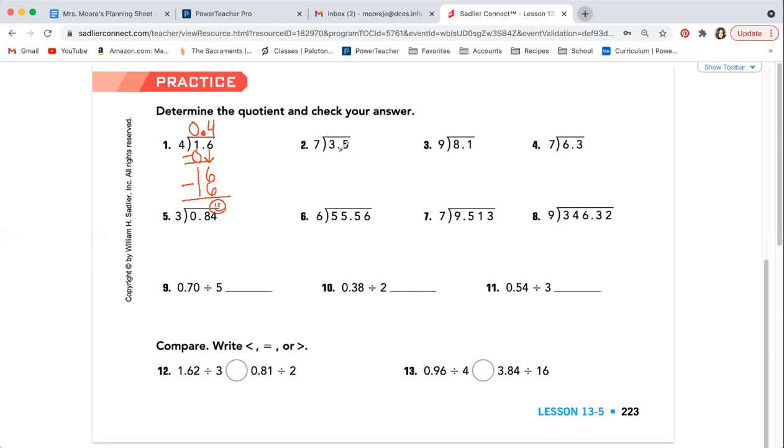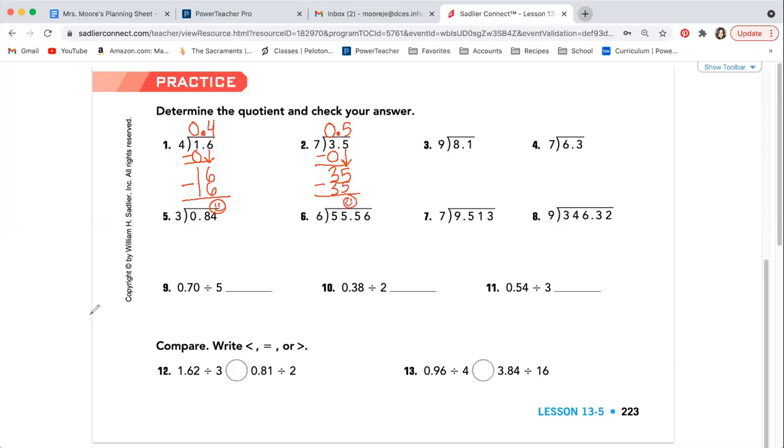Right, next one. Step 1, push that decimal point up into the quotient and then go after your long division. 7 goes into 3, 0 times. 0 times 7, 0. Take the difference. Pull that next bit of the dividend down. Do it again. 7 goes into 35, 5 times. Swing around, 5 times 7, 35. We're done.